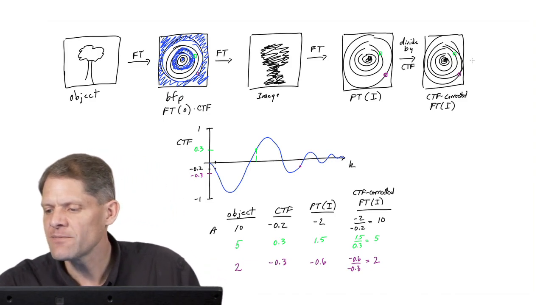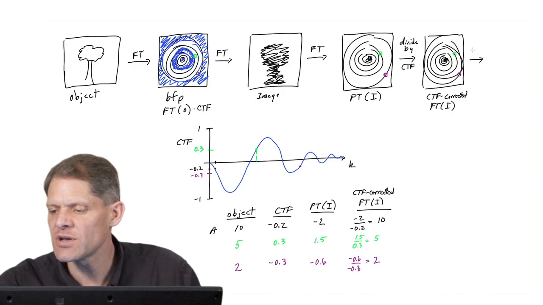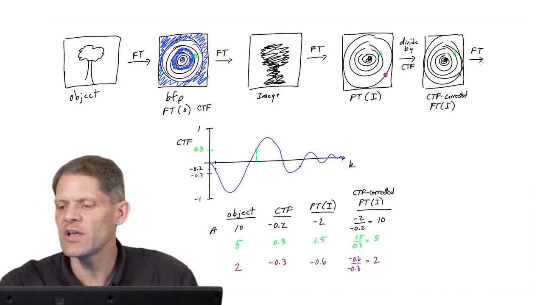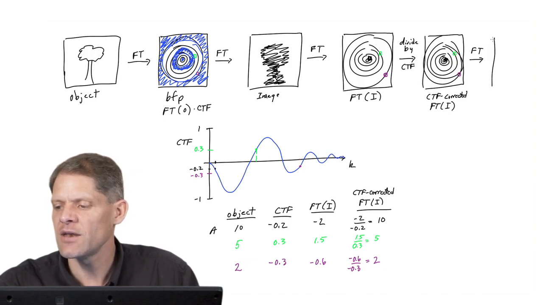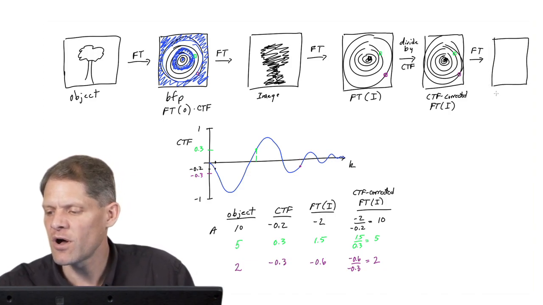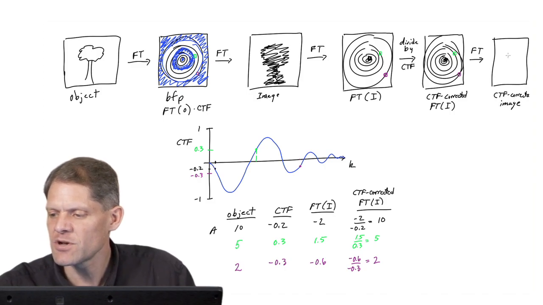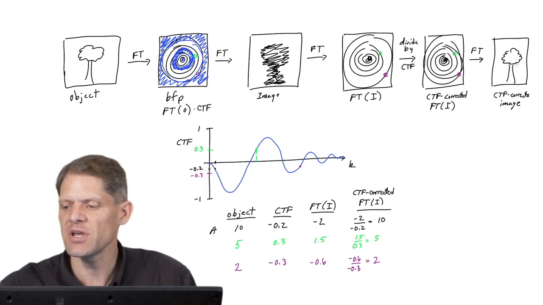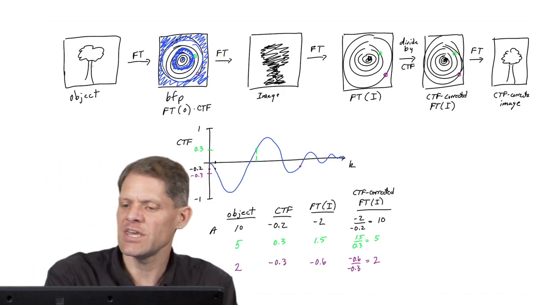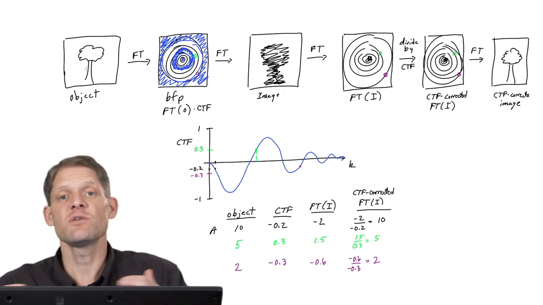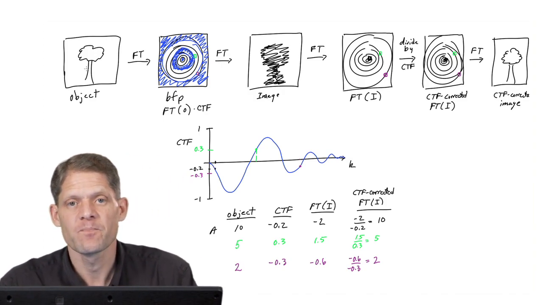And then finally, the last step of CTF correction is to calculate the Fourier transform of this CTF corrected version and produce what we'll call a CTF corrected image. And I'm going to draw it as more nearly like the original tree that we were trying to image in the first place. So this is the process of CTF correction.